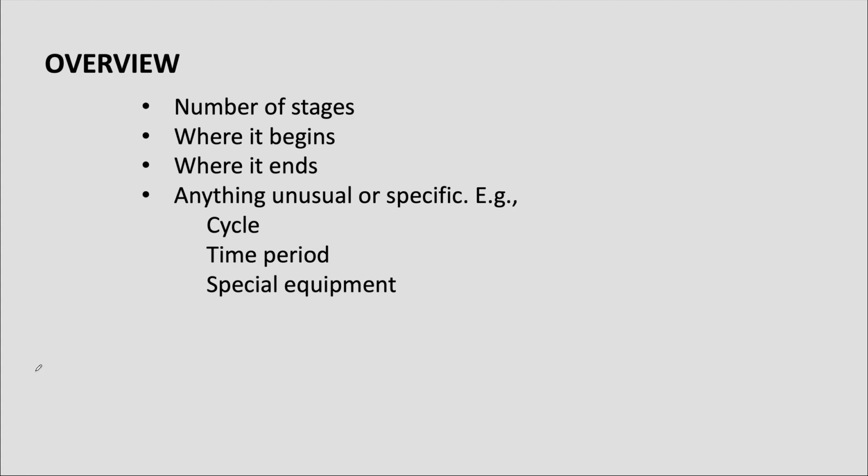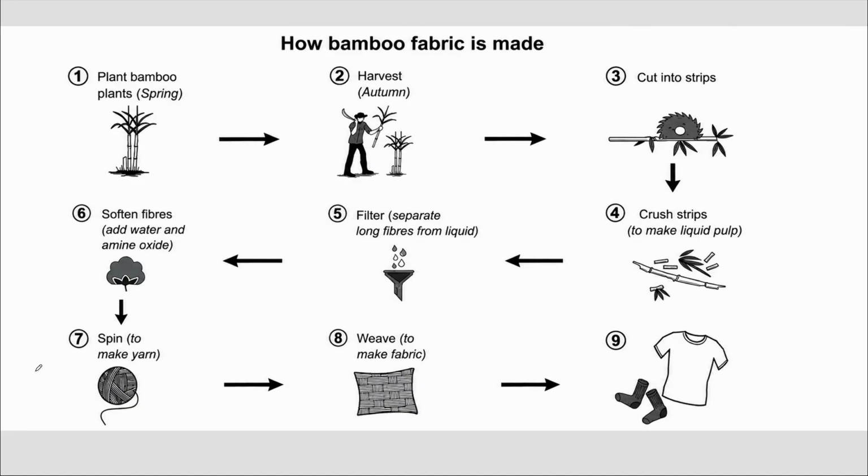For example, if it's a cyclical process, if the diagram tells us how long the process takes, or if special equipment is used, we can mention that in the overview. In this process, there's one small thing worth noting. The title says it is about making bamboo fabric. However, the final picture also shows that the finished fabric is used to make clothing. So, in the overview, we can either mention all 9 stages, or we can mention that the first 8 stages produce the fabric, and the 9th stage mentions that it is used to make clothing.